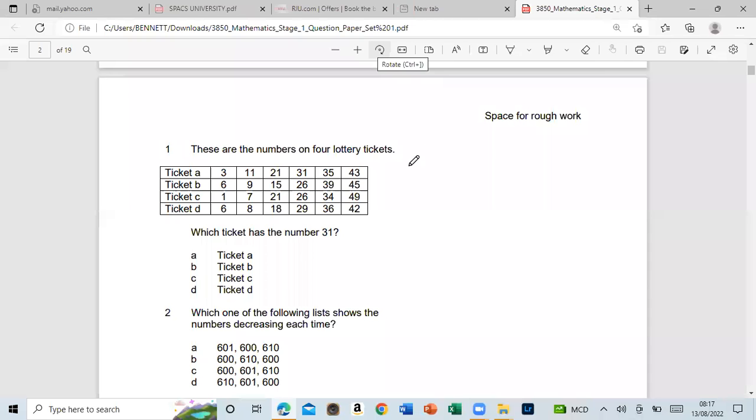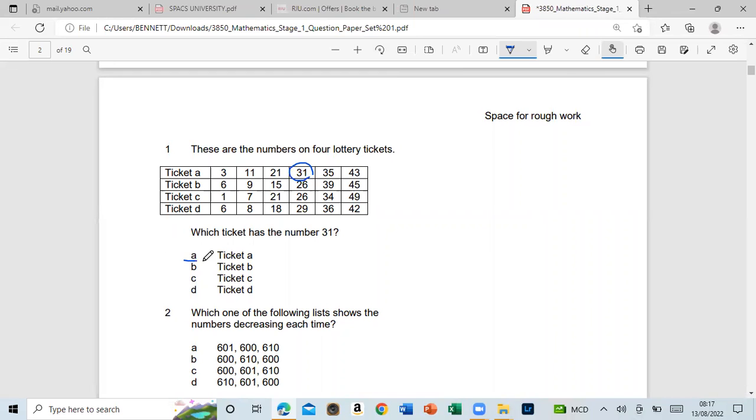All right, let's begin. These are the numbers on 4 lottery tickets: ticket A, ticket B, ticket C, and ticket D. Which ticket has the number 31? Ticket A. Yeah, that's correct. You just check the row that it's in, and that would be A.